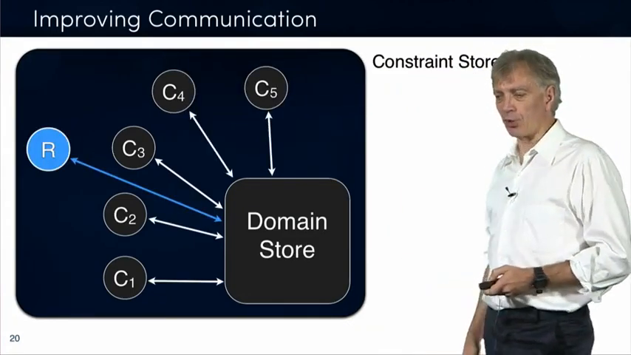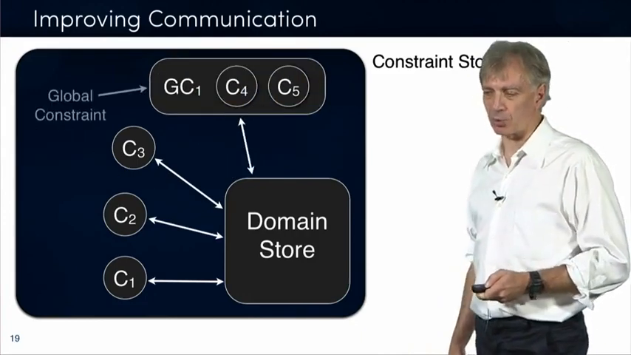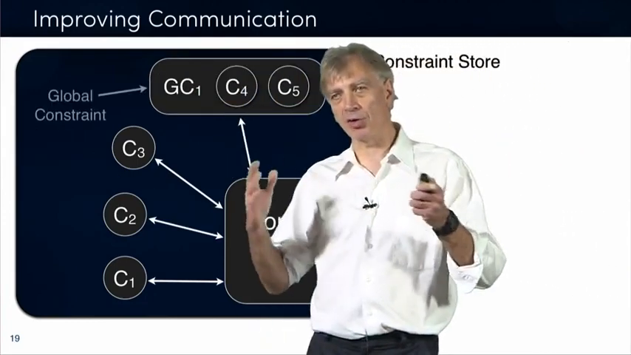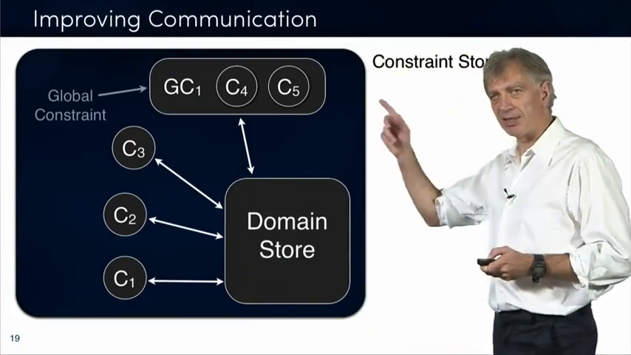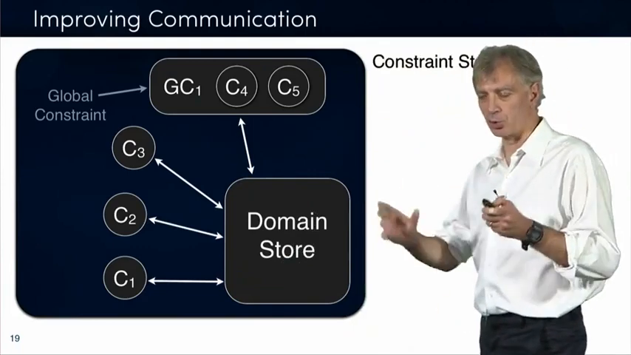Okay, so let me summarize what we have seen so far. We have seen various ways of improving the communication. One of them is introducing global constraints. You merge 2 constraints, okay?